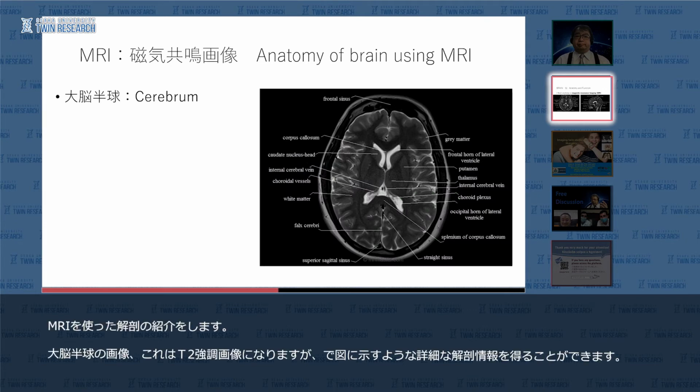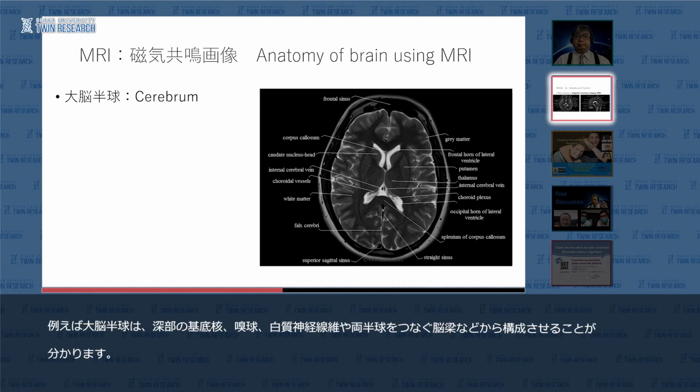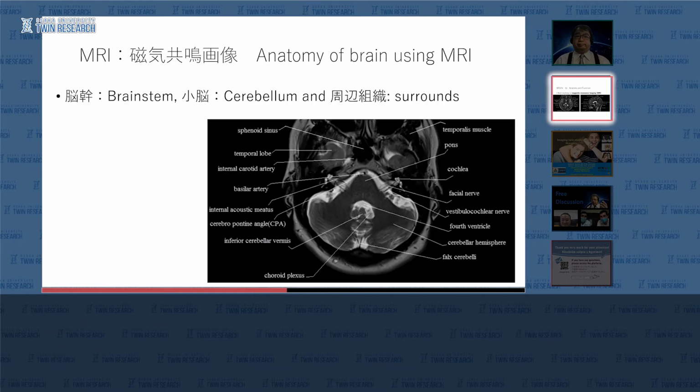Here is the brain anatomy described with MRI. This is a T2 weighted image of the cerebrum. As you can see, MRI can describe the detailed brain anatomy. The cerebrum consists of the cerebral hemispheres, basal ganglia, olfactory bulb, white matter tract, and corpus callosum.